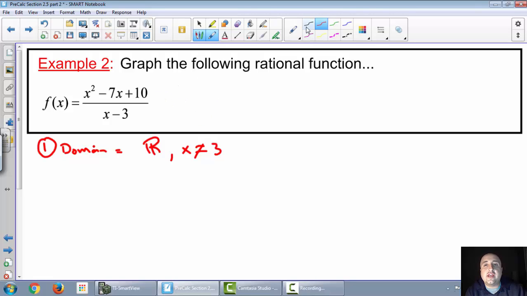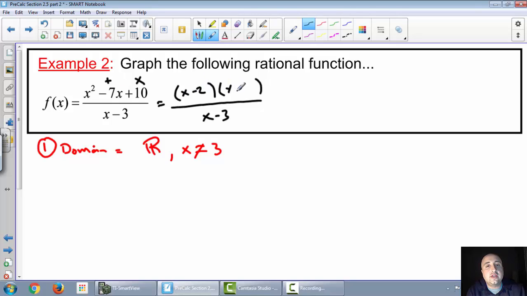Okay, so let's not forget to simplify the function first. All right, so let's factor this, so this will help us later. So x minus 3 is factored. What two numbers multiply to be 10, but add to -7? Okay, hopefully you see that that's -2 and -5. Okay, so now this is fully factored. Nothing cancels. This is just what we have left over.